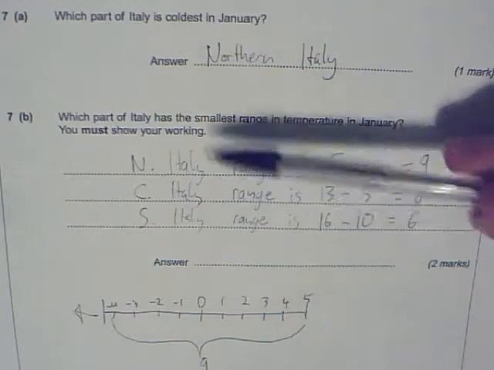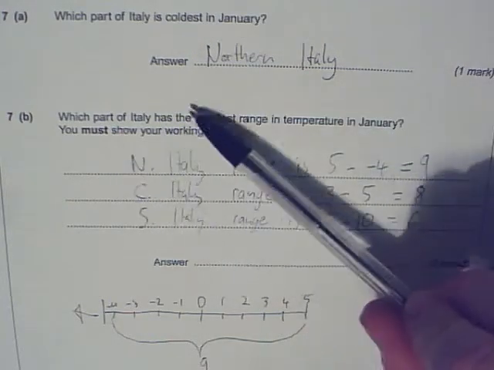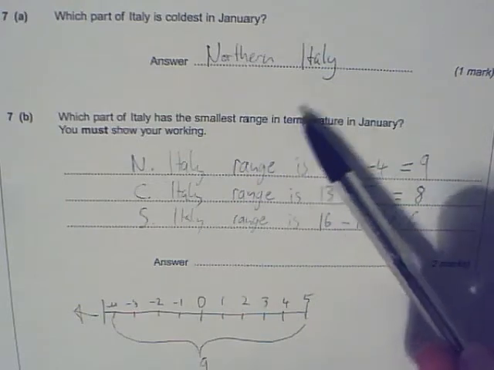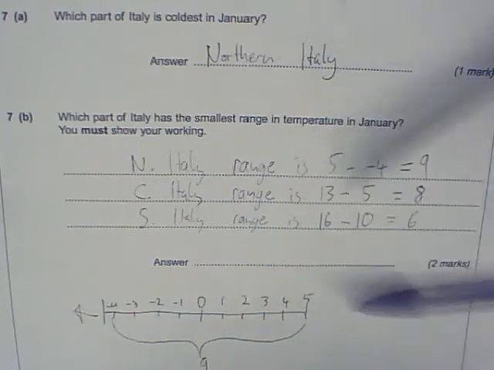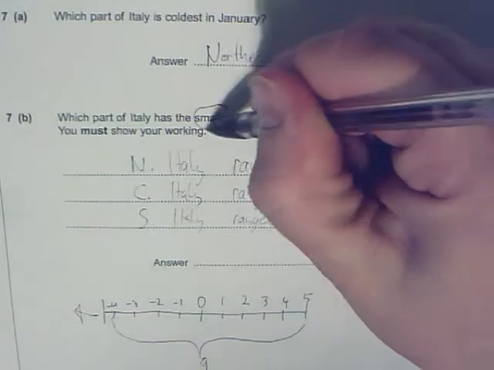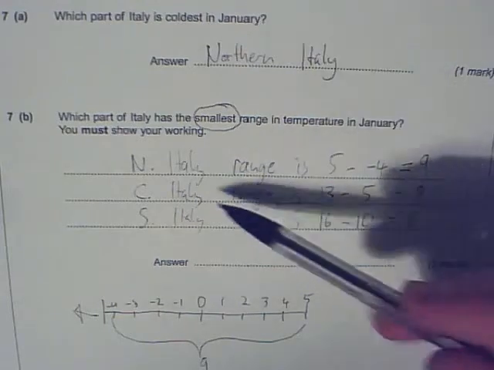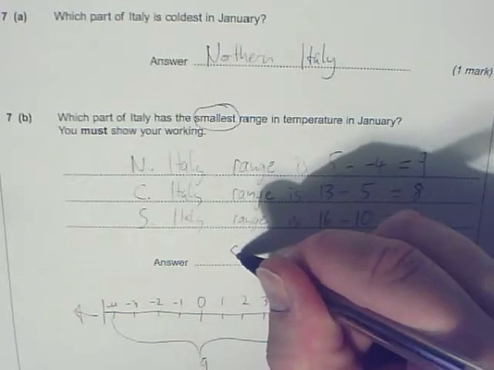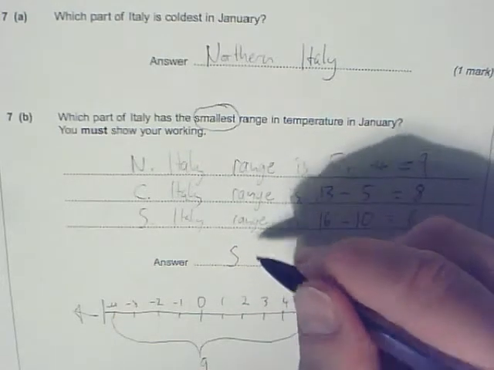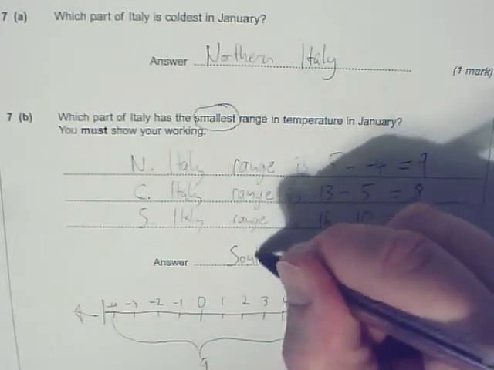So again, let me refer back to the question: which part of Italy has the smallest range in temperature in January? The smallest range, not the biggest, the smallest one. The smallest difference between the maximum temperature and the minimum temperature is southern Italy. Again, the question is which part of Italy, so my answer is not going to be a number, it's going to be southern Italy.